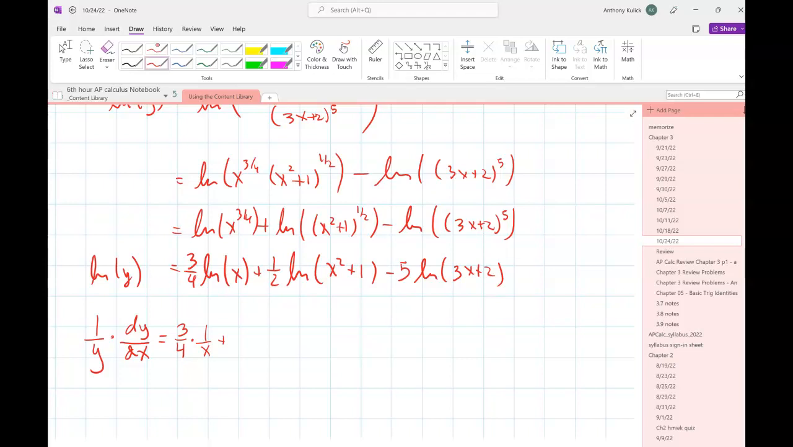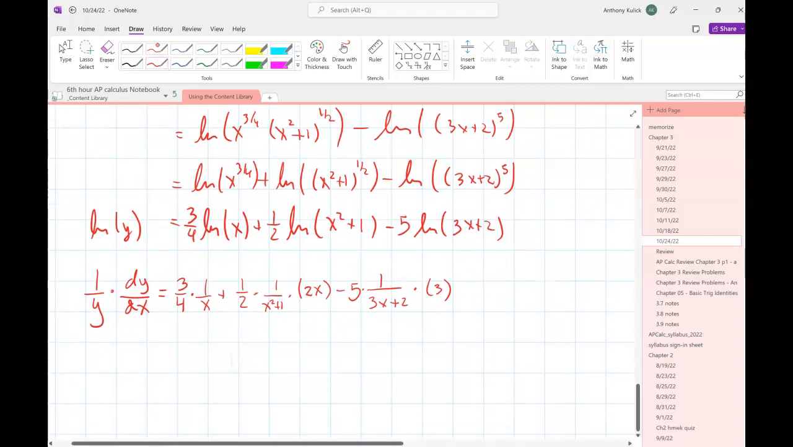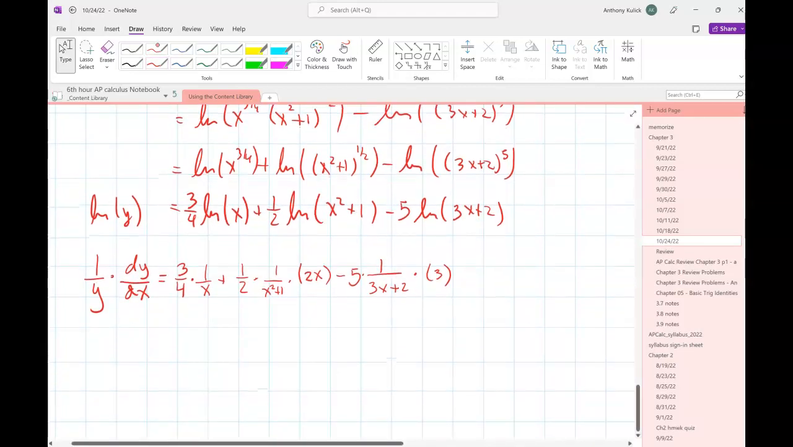And then if I take the derivative of 1/2 natural log of x squared plus 1, I can pull the 1/2 out. The derivative of the natural log of x squared plus 1 is a chain rule. So that's going to be 1 over the inside times derivative of the inside. And then the same thing on the last one. And pull out the -5. Derivative of the outside is going to be 1 over the inside times derivative of the inside. Is everybody okay with what I did there?